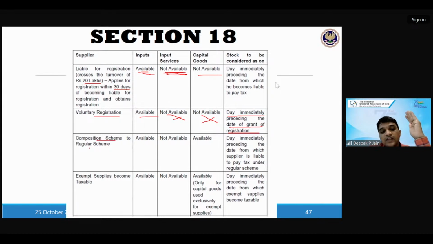Third case is from composition scheme to regular scheme. Inputs are available. Input services, if you see, in all the cases, input services are never available. But the distinction here is that capital goods are available. Similarly, the date will be the day immediately preceding the day from which the supplier is liable to pay tax under the regular scheme. From composition to regular, that day when you have converted. And when you have exempt supply and now are coming to taxable supply, all inputs are available and capital goods also are available. Here the difference is only for capital goods which are exclusively used for exempt supply, and the day will be the day immediately preceding the day from which the exempt supply becomes taxable.